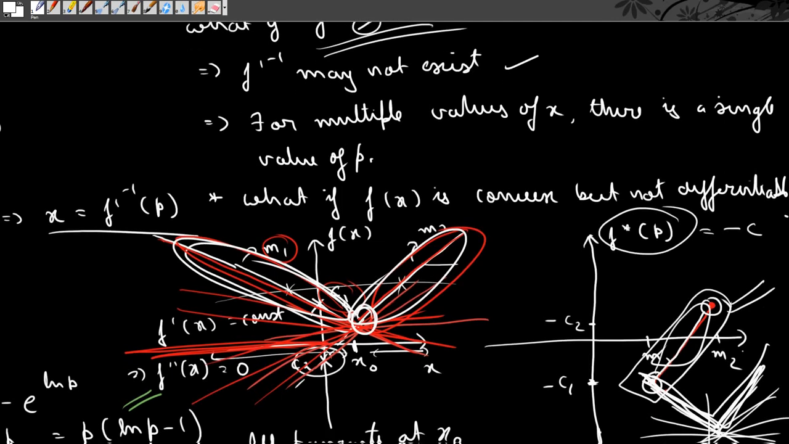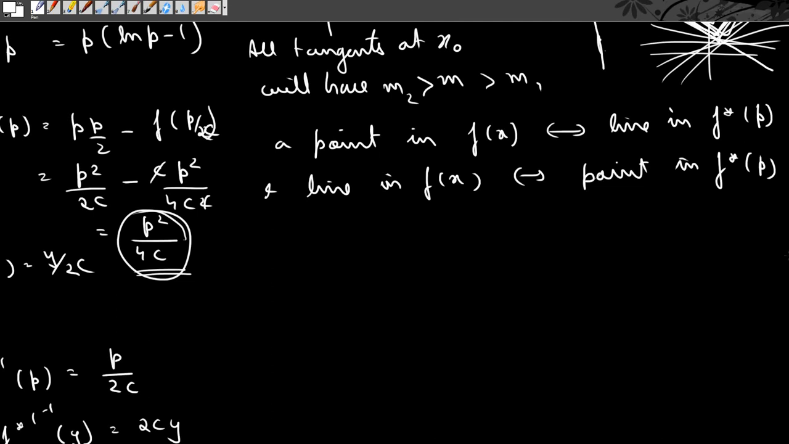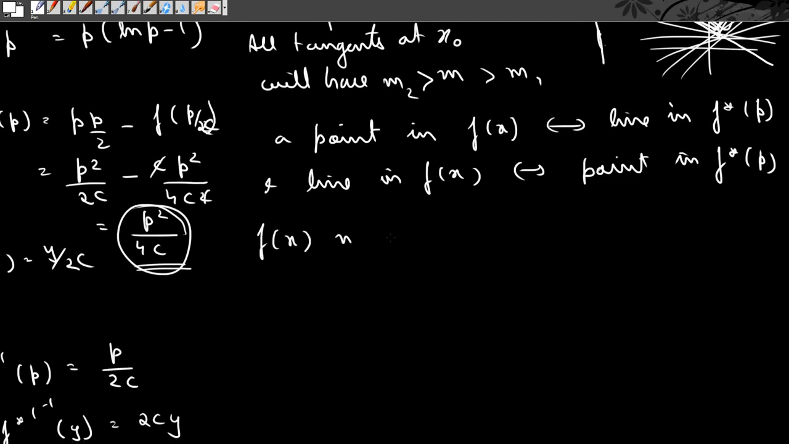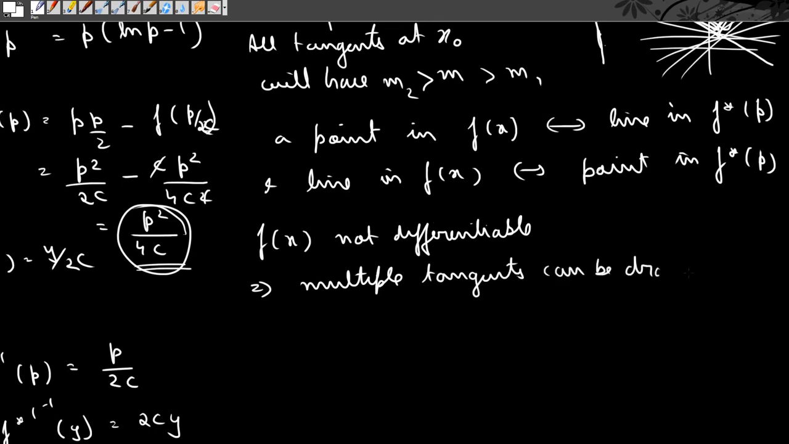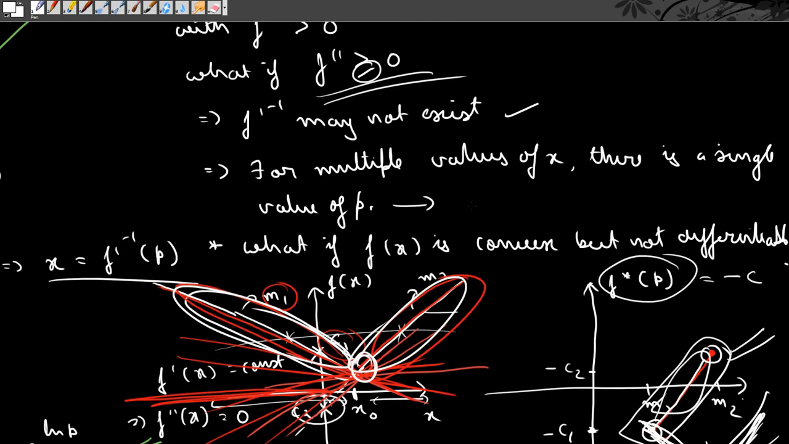Okay, so the consequence of a function being not differentiable at a point will be that there can be multiple tangents drawn at the same point. Okay, so f of x not differentiable implies multiple tangents can be drawn at the same point, and this corresponds to a line in f star of p. Okay, and here this corresponds to a point in f star of p. Okay, so I hope that it is clear.